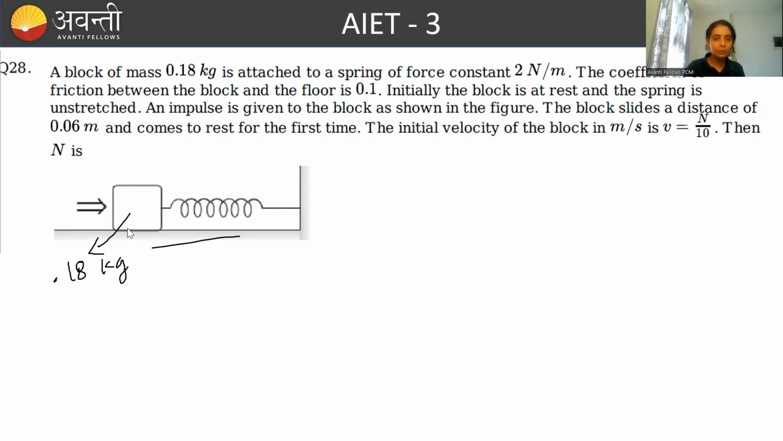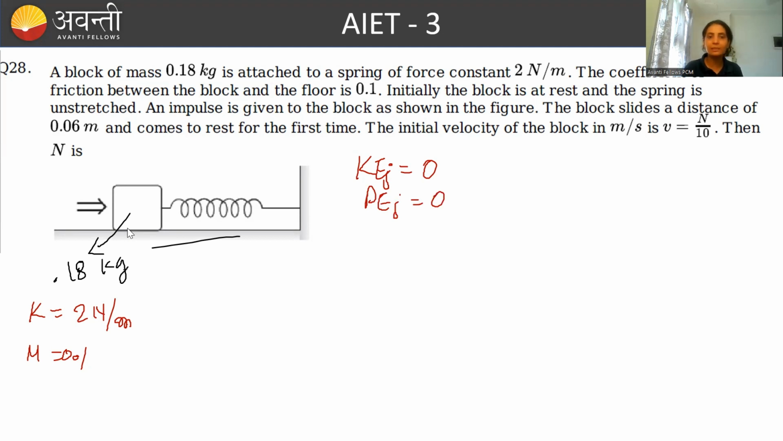And a spring constant is given, k is given, k is 2 Newton per meter. Coefficient of friction between block and floor is given, and that is 0.1. Initially the block is at rest, so the kinetic energy of the block initially is 0. And the spring is unstressed, that is, the potential energy of the spring initially is 0. Now an impulse is given to the block as shown in the figure. One impulse of a force for a very short time is applied to it.